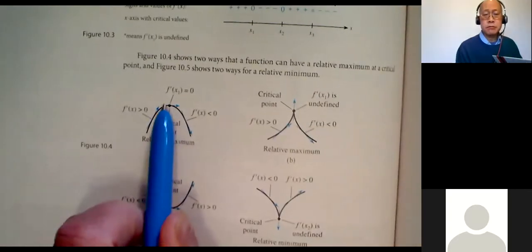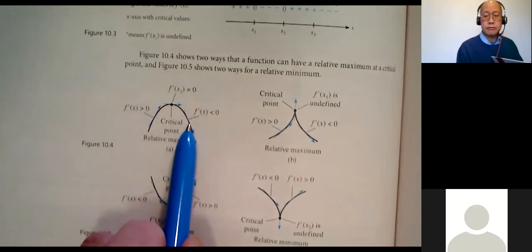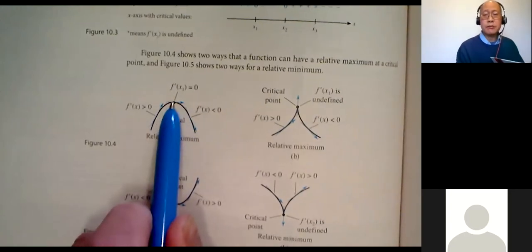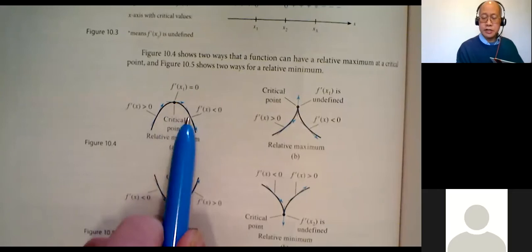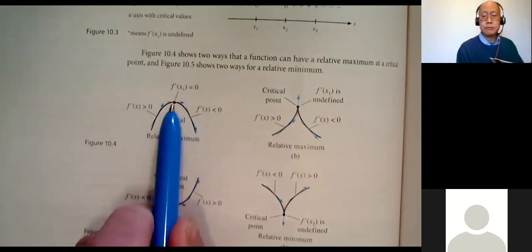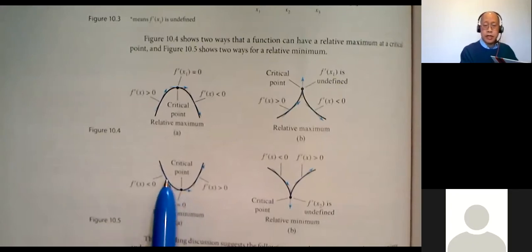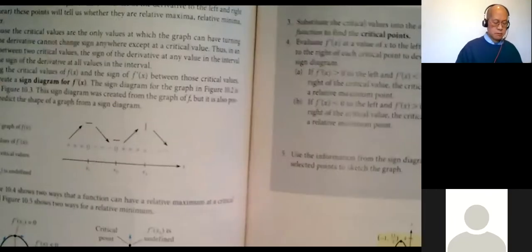You have a maximum if you go from increasing to decreasing. I mean, imagine you're hiking. Here's a maximum point. You're standing up here, right? So what happened? You went up, and then after that, the only way you can go is down. So you reach the maximum. How about a minimum? Well, to the left, you're decreasing. You go down, you've bottomed out. You're not going down anymore. The only way you can go is up. So that means you reach the minimum.